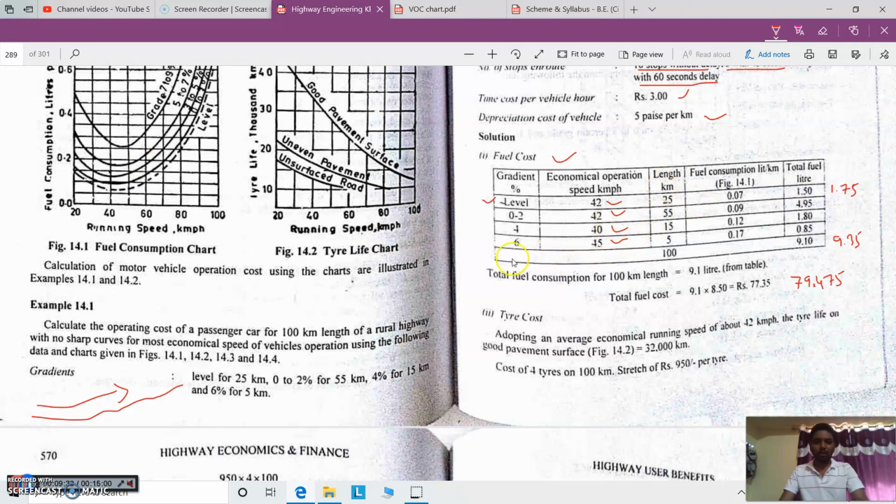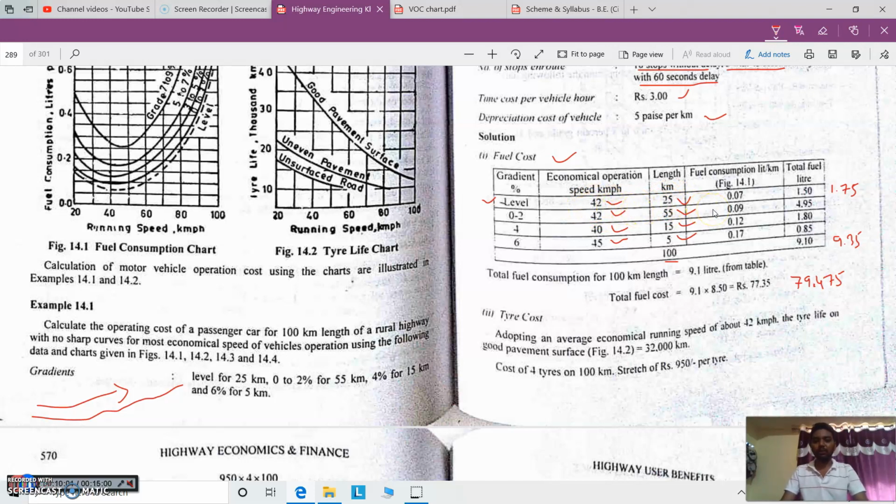The total length is given in the question here. On level ground, it is traveled for 25 kilometers, on 0 to 2% gradient for 55 kilometers, on 4% gradient for 15 kilometers, and on 6% gradient for 5 kilometers, and the total will be 100 kilometers. So now we know the total length of travel and the economic speed.